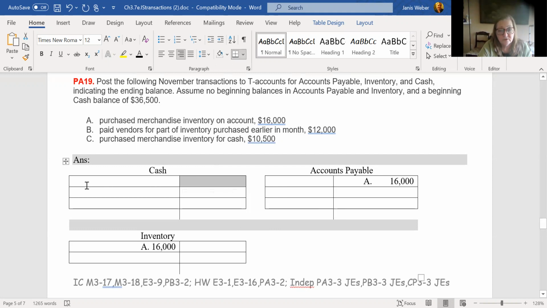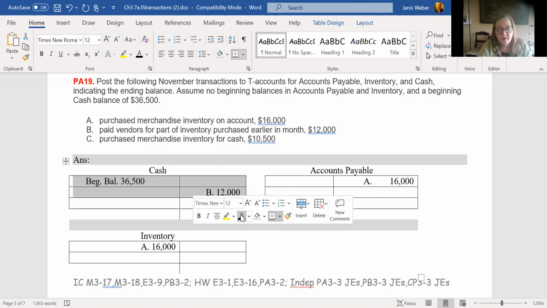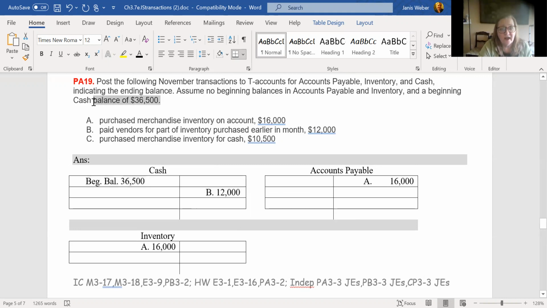Did we pay the vendors? Maybe it's in a different place. Hang in there. Oh, look, the beginning cash had a balance of 36,500. I didn't mention that part. And we pay the creditors for accounts payable. So that means it reduced the accounts payable by the 12,000.